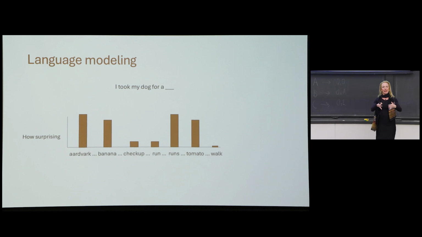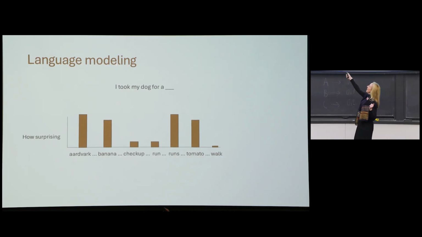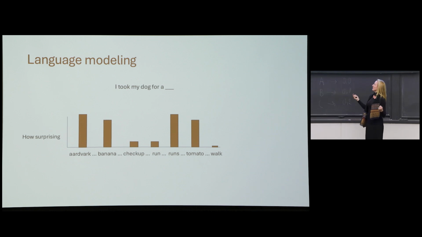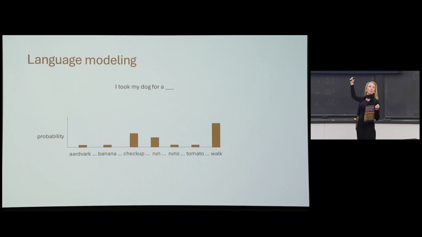All of this knowledge actually is necessary for you to make really good predictions about what the next word in a sentence might be. This is the fundamental idea behind language modeling, which is itself the fundamental idea behind modern AI. Okay? So we're talking about how surprising things are. Surprise is sort of dual to how likely things are, right? Very likely things are very unsurprising, and very unlikely things are very surprising. So we could have flipped this around and talked about the probability of particular words, right? Aardvark, banana, runs have low probability. Walk maybe has the highest. These two have sort of intermediate, right?